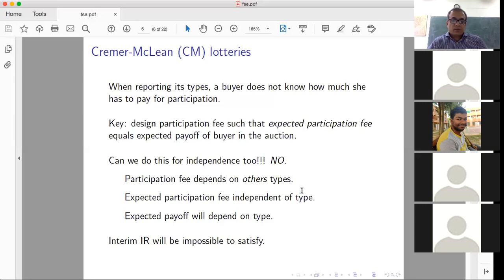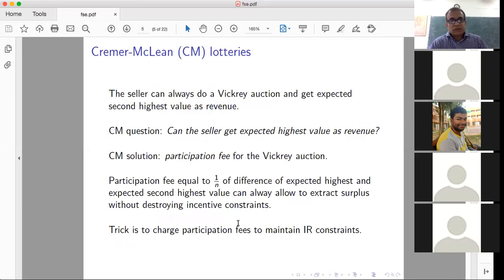Okay, sir. And sir, why are we taking the benchmark case to be the Vickrey auction, and why not the optimal auction of the last class? Right, so it's possible to take any auction as a benchmark. The reason the Vickrey auction is taken will be clear in a couple of slides.